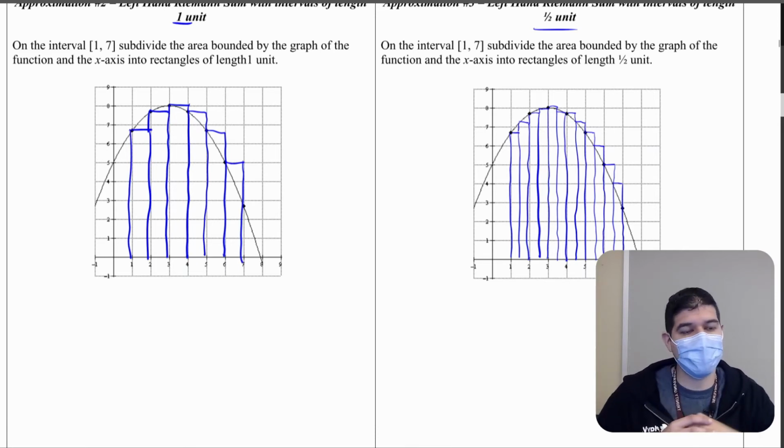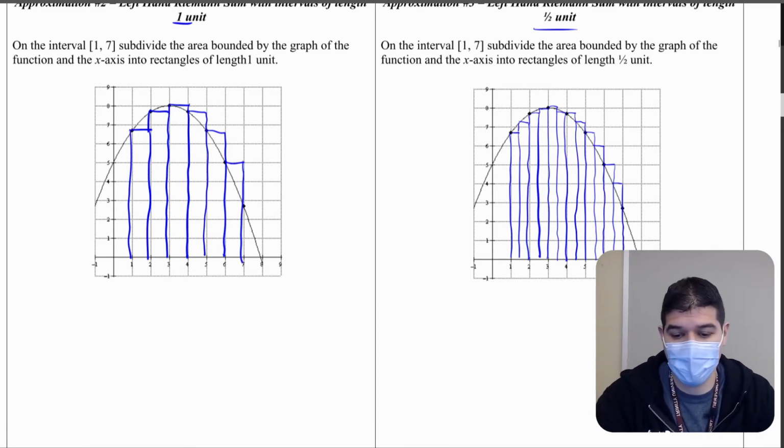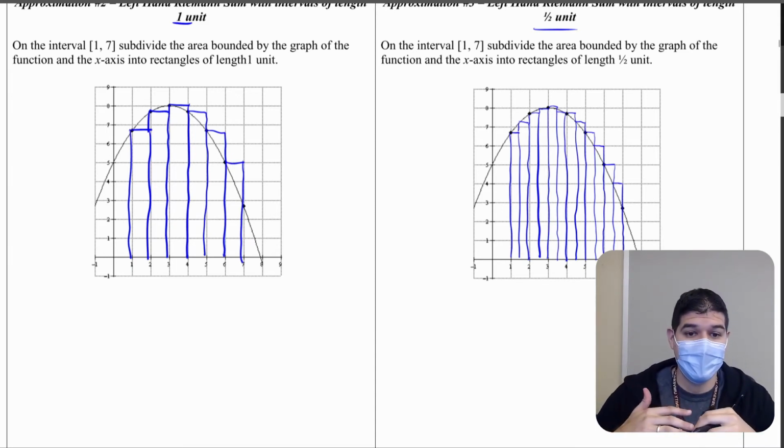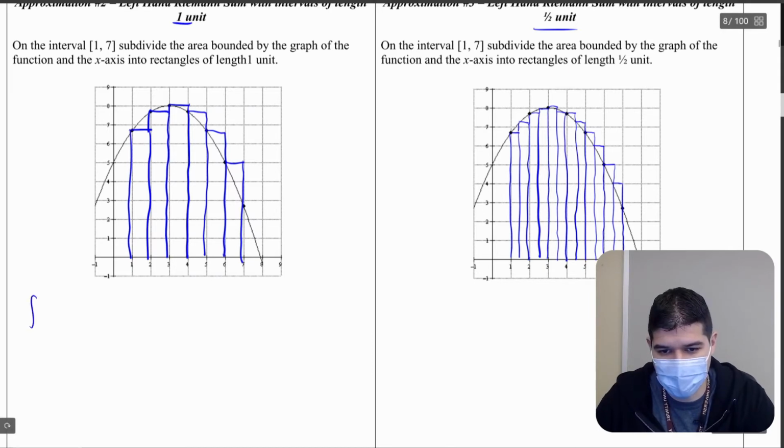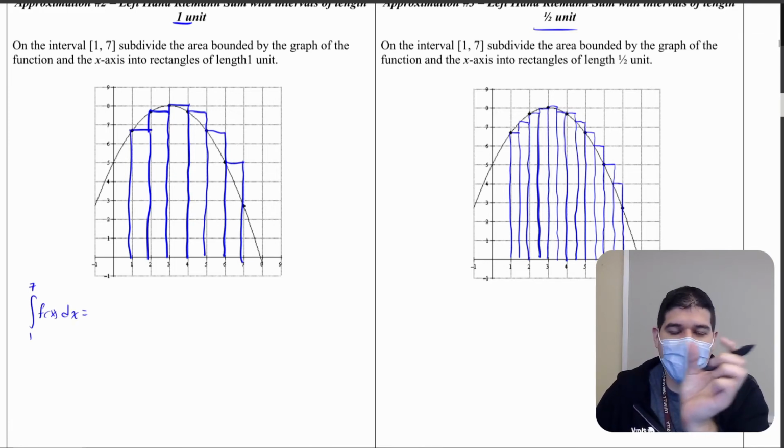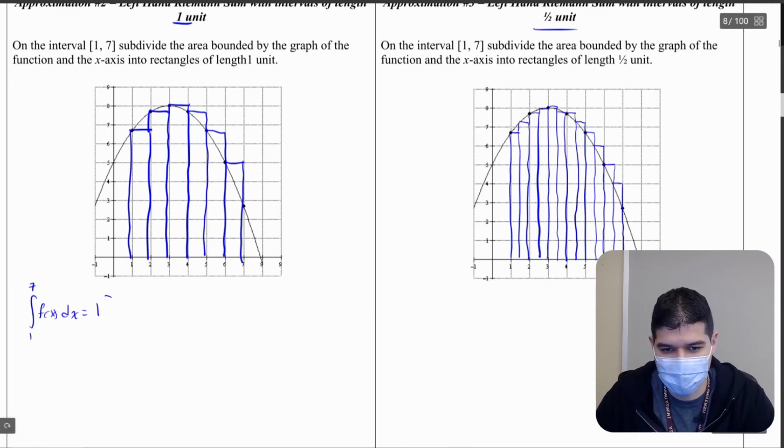All right, so here we have the rectangles drawn so that you are able to actually make these calculations happen. So here in this one on the left, we're going to find the integral from 1 to 7 of f of x dx. And since the length of all those bases are 1, we could factor that out. So 1 times, and we're gonna have f of 1 plus f of 2 plus f of 3 plus f of 4 plus f of 5 plus f of 6.